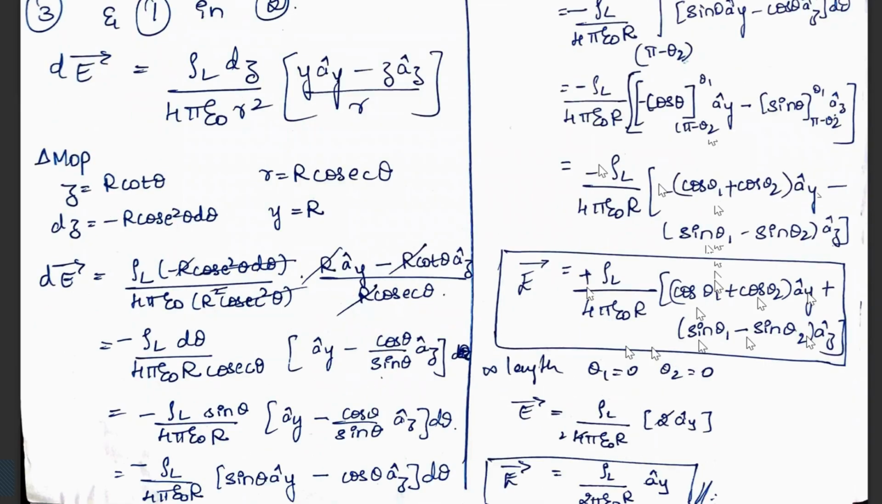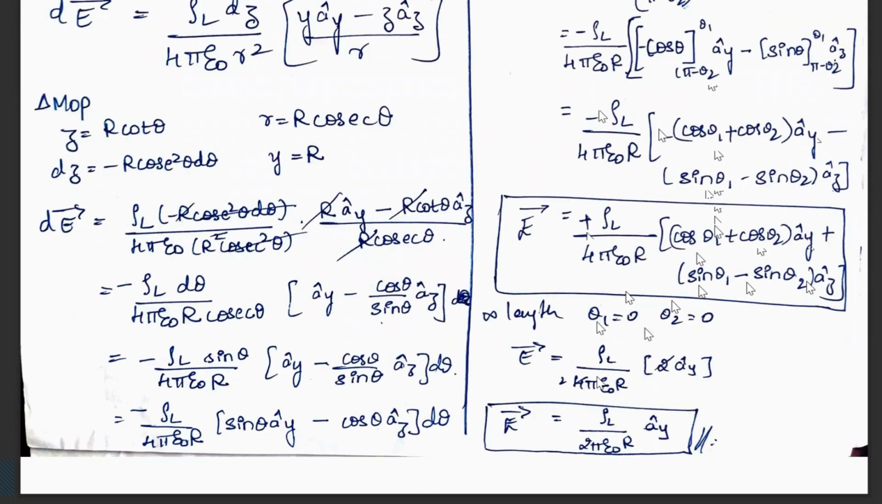So for the infinite length, what happens? We don't have this theta 1 and theta 2, so that gets removed. So final equation, what do we get? We have cos theta 1 and cos theta 2, on putting this cos 0, we get 1. So 1 plus 1 is 2, 2 ay cap. Sin theta becomes 0, so this whole component becomes 0. 2 ones are 2, 2s we can cancel here. So electric field is equal to rho L divided by 2 pi epsilon naught r into ay cap. This is our final equation.